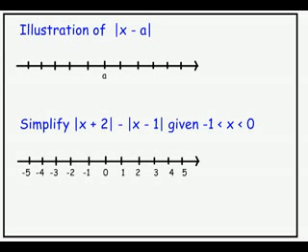In this example, we first want to illustrate how we can rewrite the expression absolute value of x minus a without the absolute value brackets. First of all, we would note that the absolute value of x minus a is the same thing as saying the distance between the numbers x and a. So if x is a number somewhere to the right of a, then to the right we would say that the absolute value of x minus a is simply equal to itself.